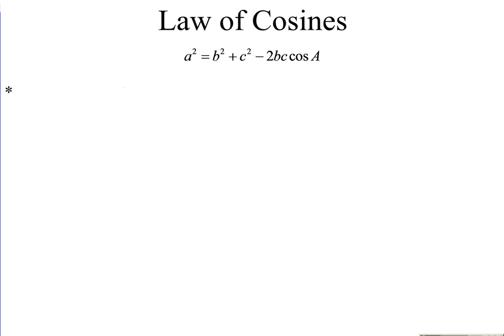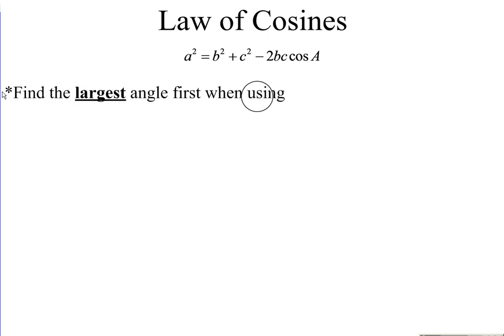Remember when we talked about Law of Sines, we talked about finding the smallest angle first whenever we can. For Law of Cosines, it is exactly the opposite. We want to find the largest angle first when using Law of Cosines. You may not always have that choice. If you do have the choice, though, always find the largest angle first. That will always identify whether you have an obtuse angle in your triangle or not, which Law of Sines will not.